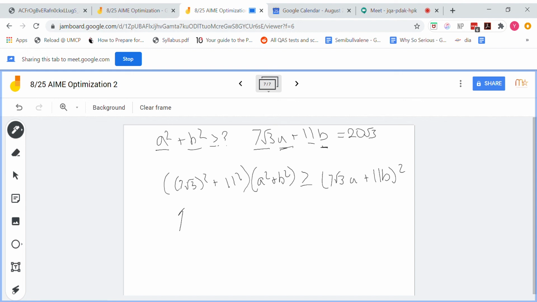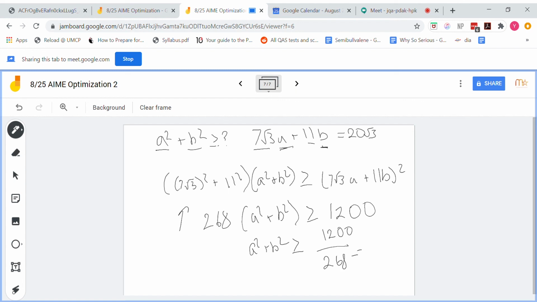And so this, we know, is just a constant. It comes out to 268 times a squared plus b squared. And this, we also know, is also a constant. It comes out to 1200. And so we have a squared plus b squared is at most 1200 over 268. And this simplifies down to 300 over 67.